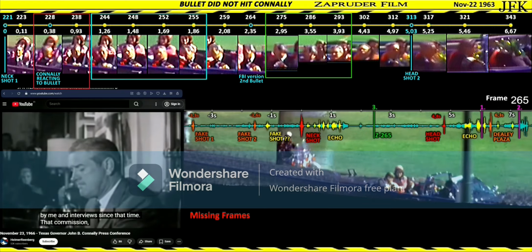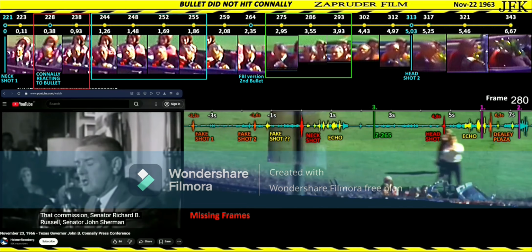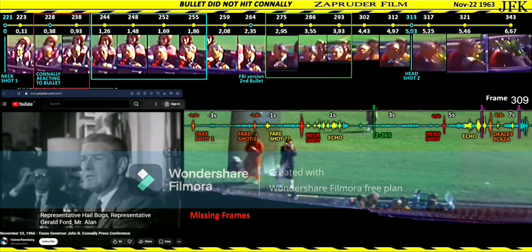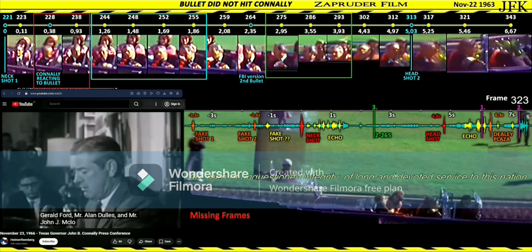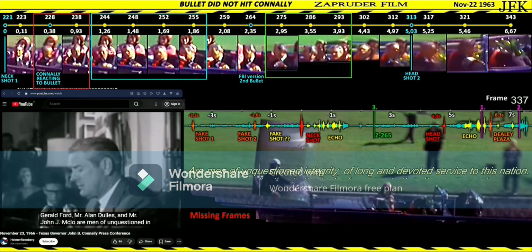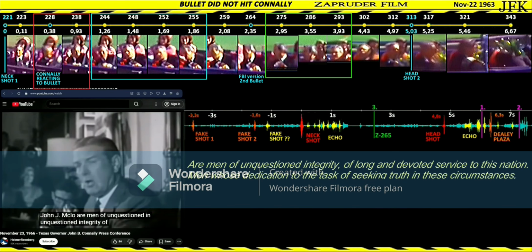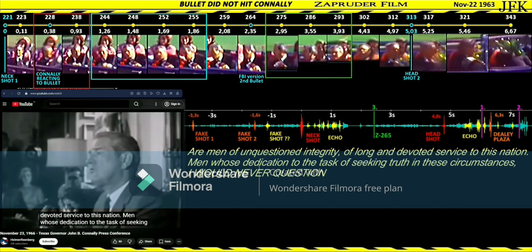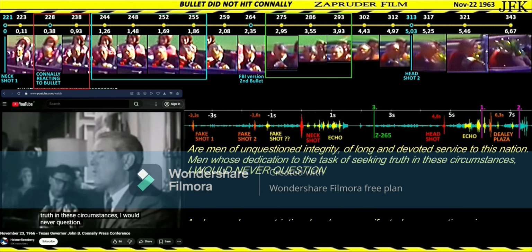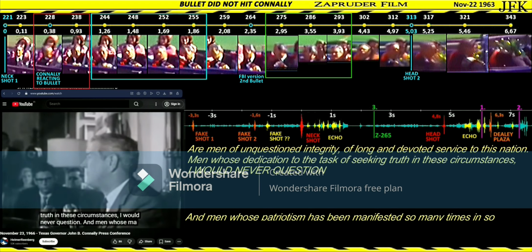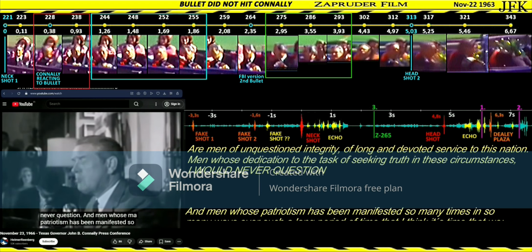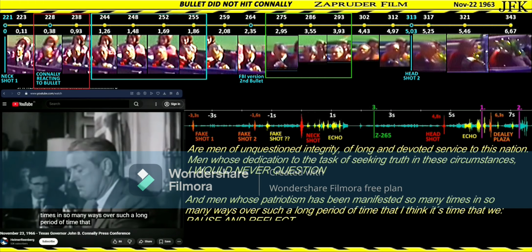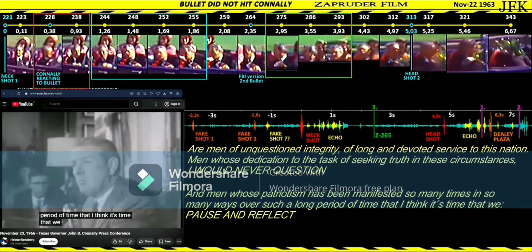That commission, Senator Richard B. Russell, Senator John Sherman Cooper, Representative Hale Boggs, Representative Gerald Ford, Mr. Allen Dulles, and Mr. John J. McCloy, are men of unquestioned integrity, of long and devoted service to this nation. Men whose dedication to the task of seeking truth in these circumstances I would never question, and men whose patriotism has been manifested so many times in so many ways over such a long period of time that I think it's time that we pause and reflect.